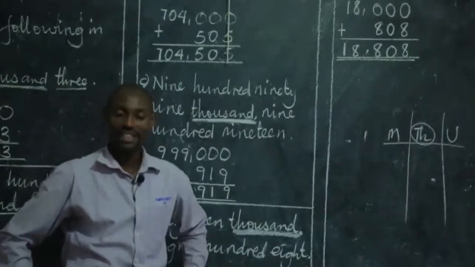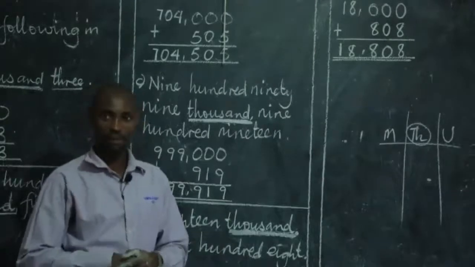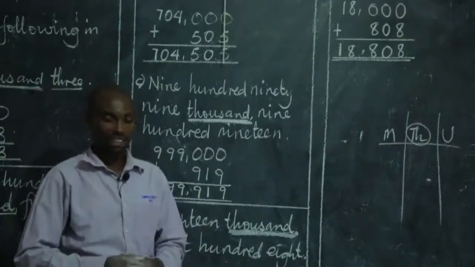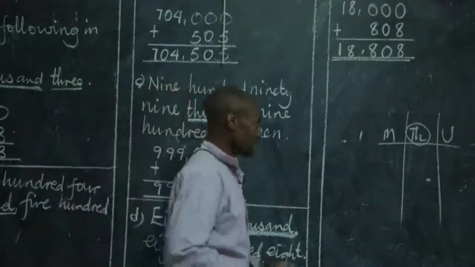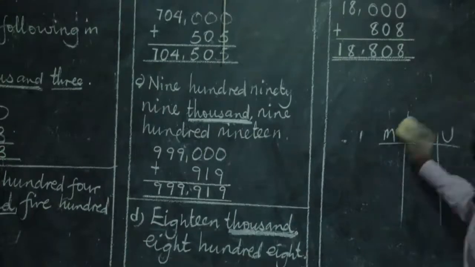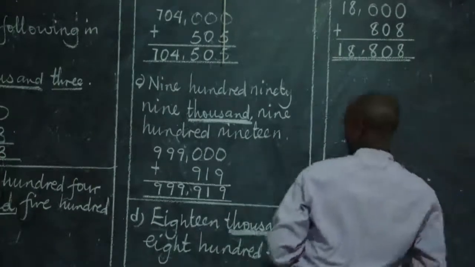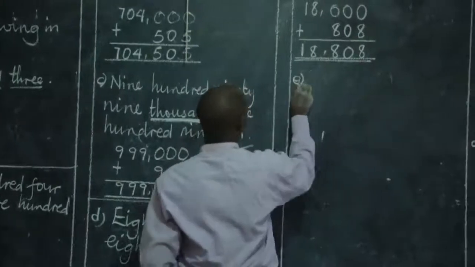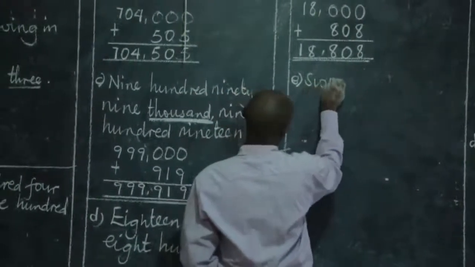Now, before I go away, assuming I give you a number in millions, are you ready to handle that? Let's have one more example in millions, so that if somebody gives you a number which is in millions, you don't say, oh, this one I have never seen. So let's have one last example which has millions in it. E. We have 6 million 700 79,812.